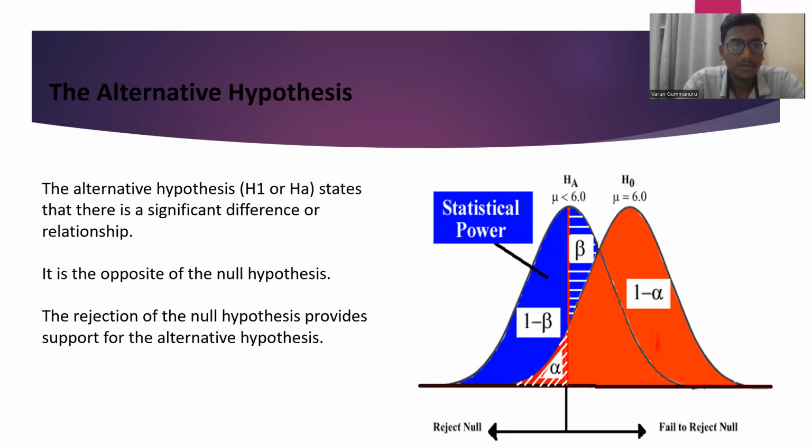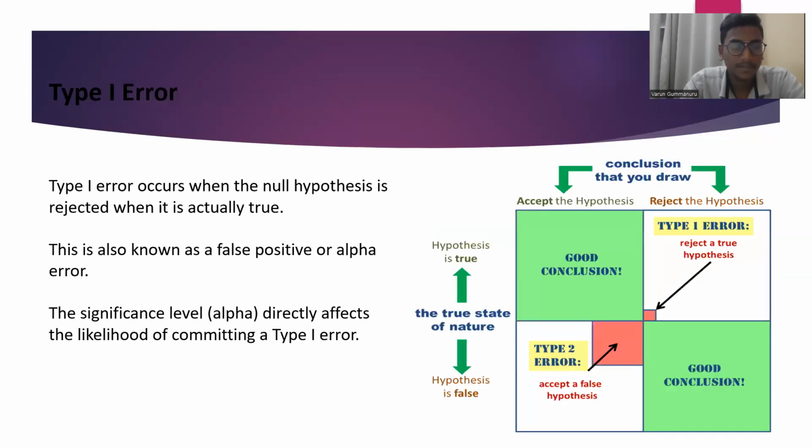Next, we will discuss the alternative hypothesis. The alternative hypothesis, which is also known as H1 or HA, states that there is a significant difference or relationship. It is the opposite of the null hypothesis. The rejection of the null hypothesis provides support for the alternative hypothesis.